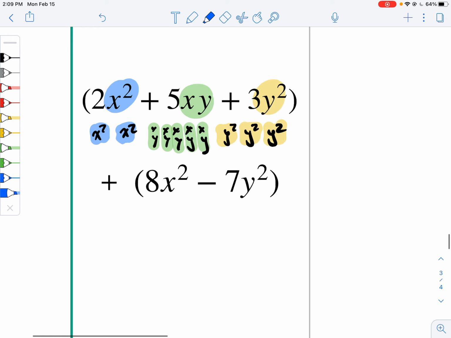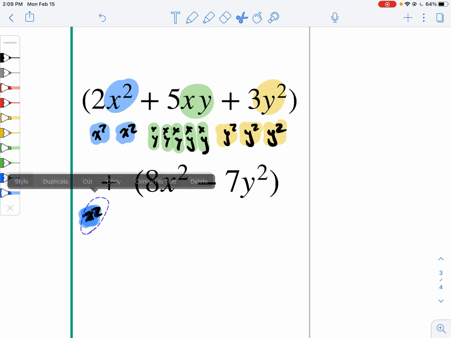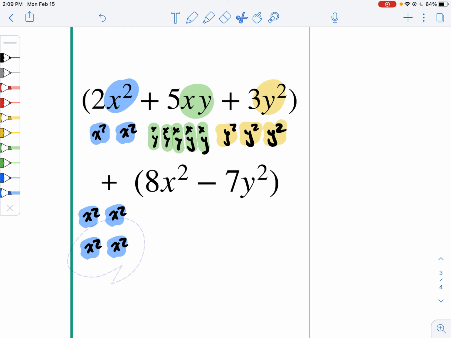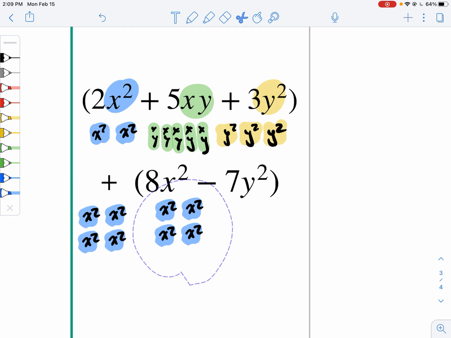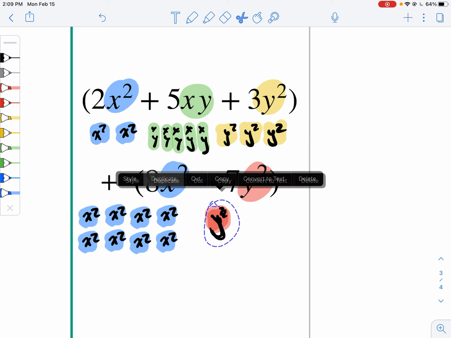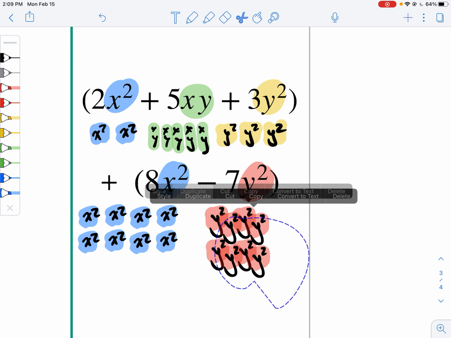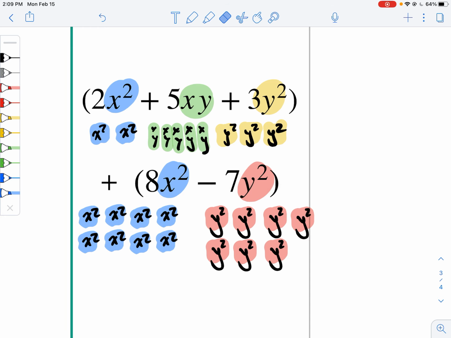Then we have 8 more x squared tiles. I'm just going to copy them. 1, 2, 4. 8 x squared tiles and some minus y squared tiles. This is where it's very important to label them. 1, 2, 4. 8 is too many. We need 7 y squared tiles.